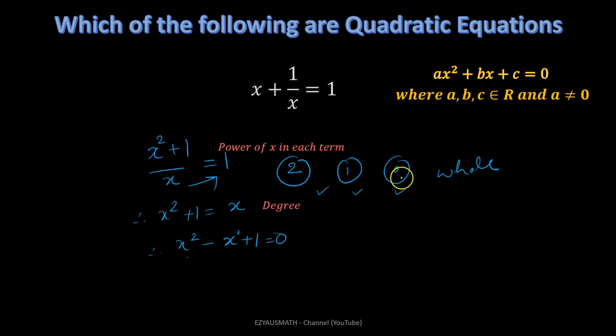Second condition, what is the degree of this expression? Degree is the highest power. So the highest power among 2, 1 and 0 is 2. So this condition is also good.